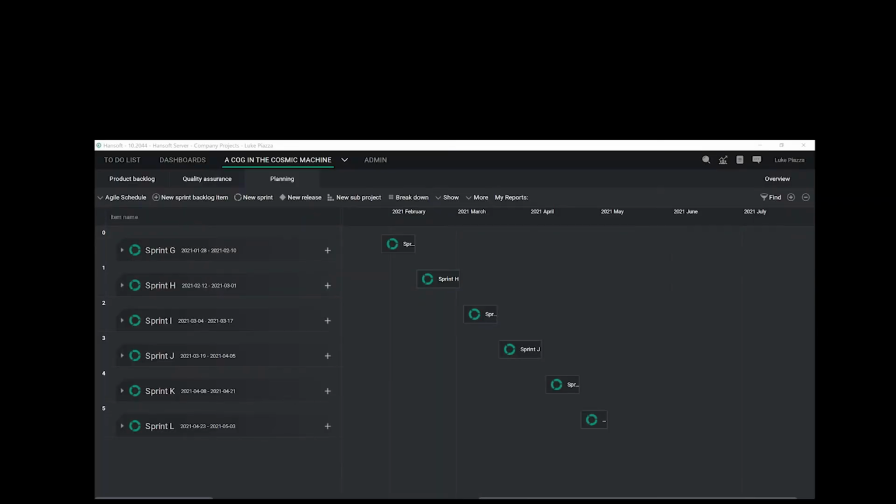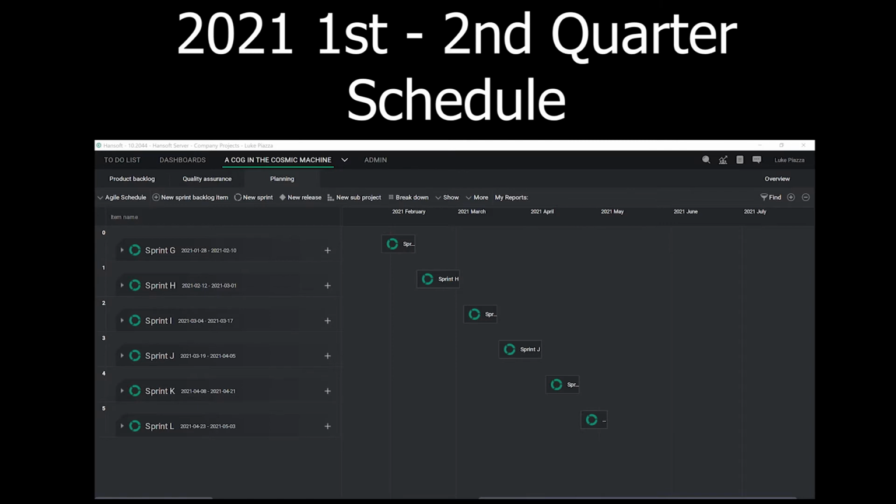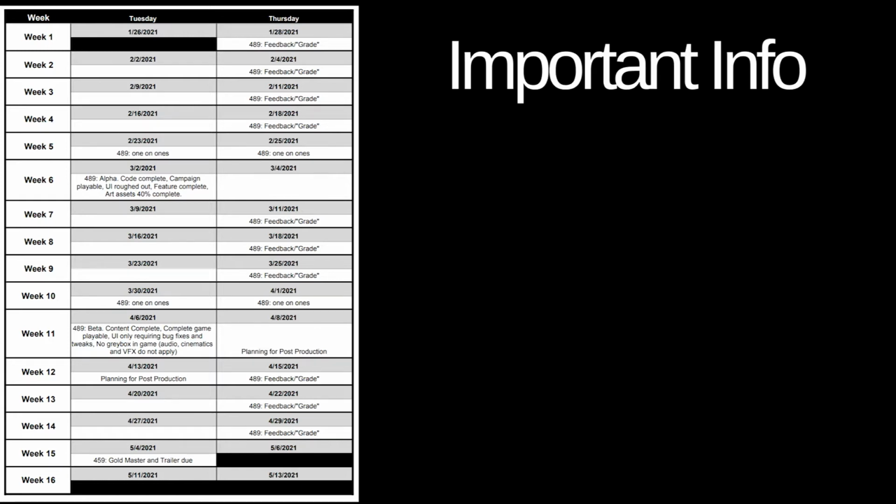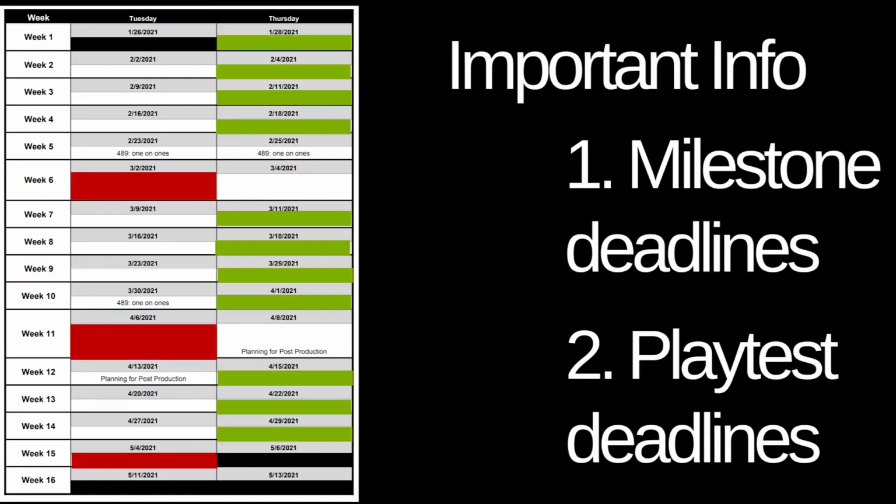Once Scrum was implemented into the production cycle, I went about creating a timeline for my team's sprint schedule for our spring semester. This chart is what my professors gave to me and is information I needed to take into account when creating my timeline. The most important pieces of information were the milestone deadlines and playtesting deadlines. The former was hard submission dates, while the latter was just check-ins.